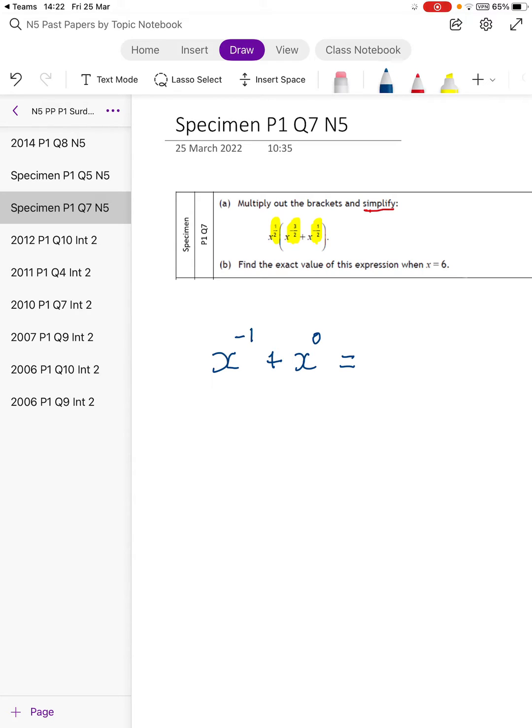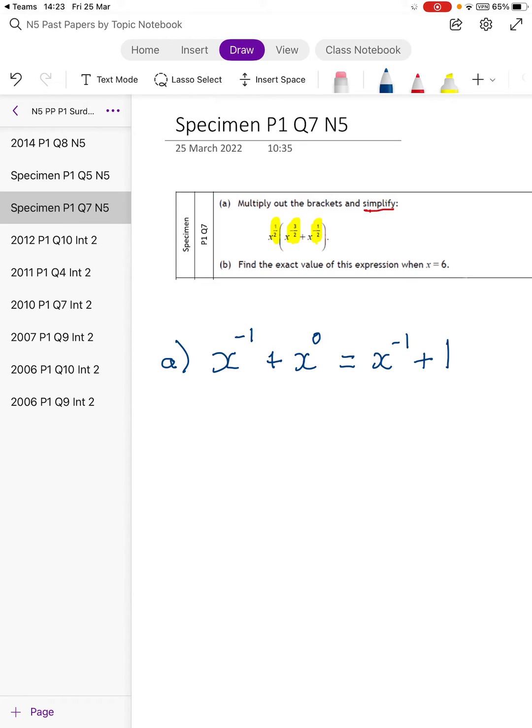So we have to look at what we can do there. I'll leave this one just now as x to the minus 1 because that would be enough to get the mark, but you need to know what x to the 0 is, and anything to the power 0 is always 1. So that would be for part A.